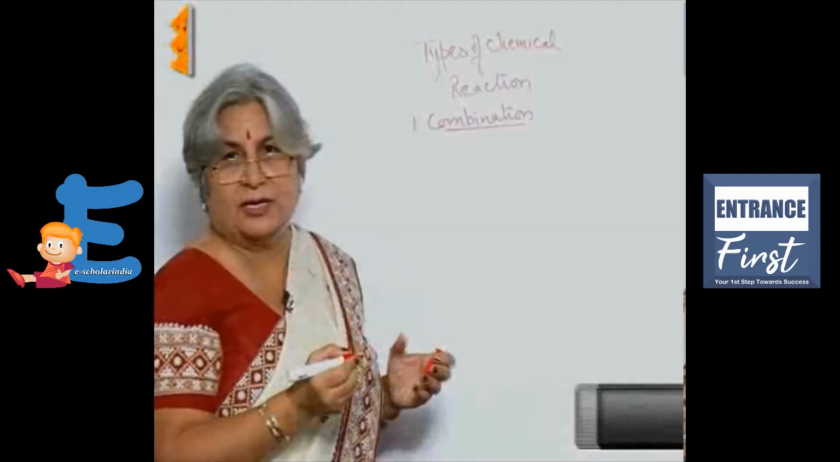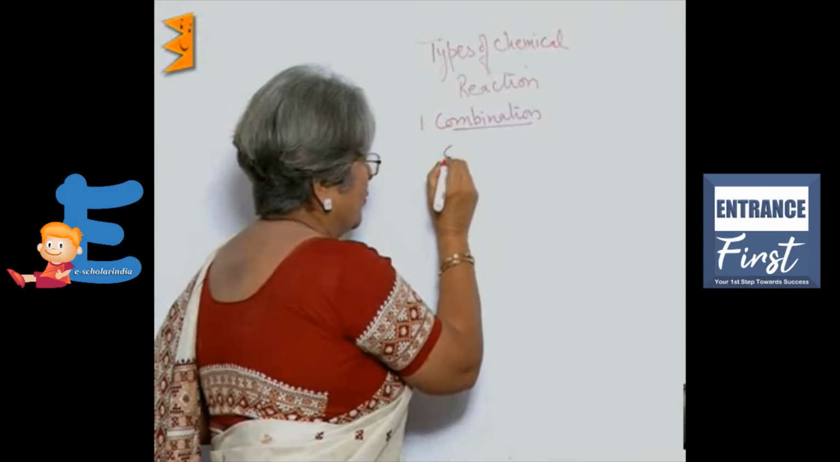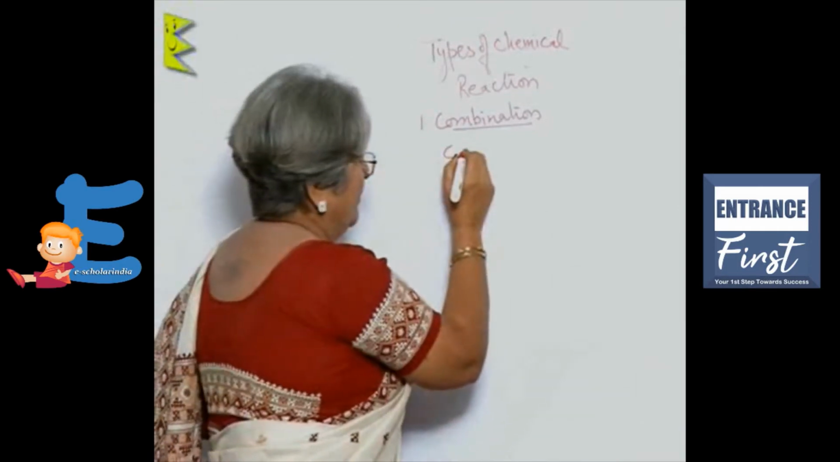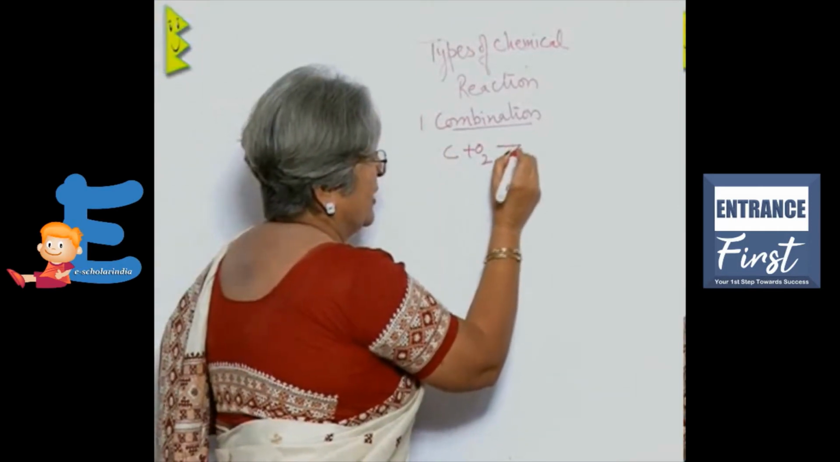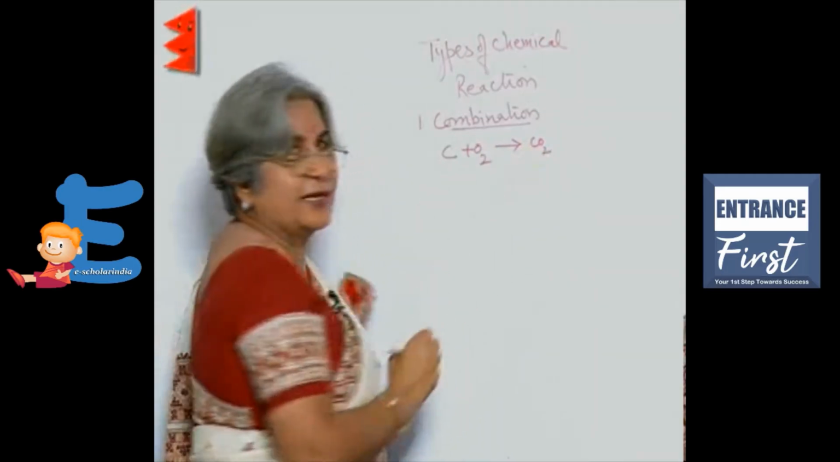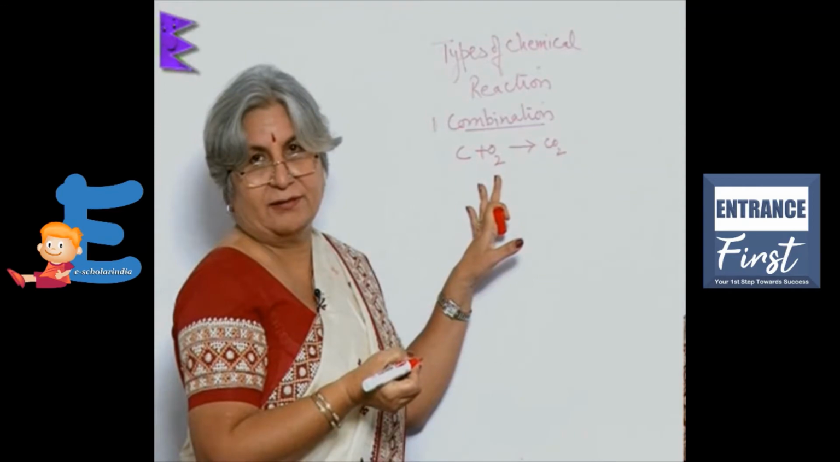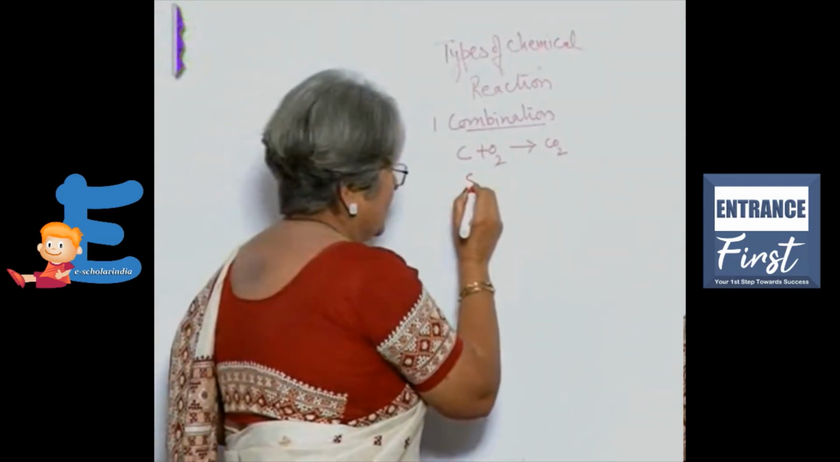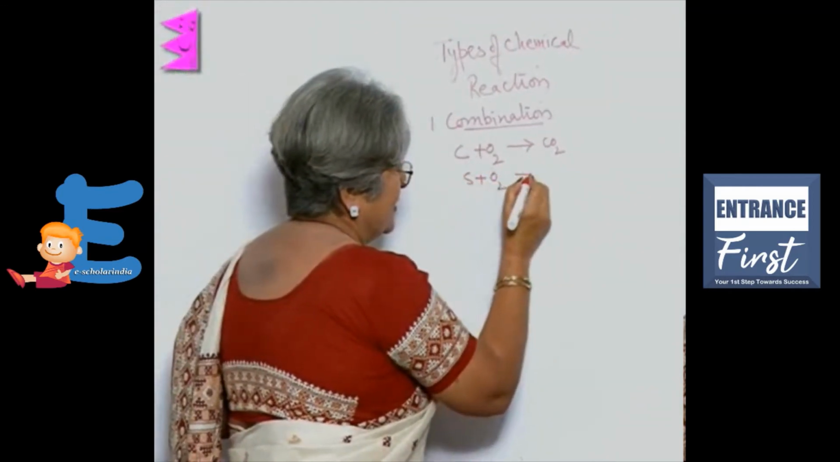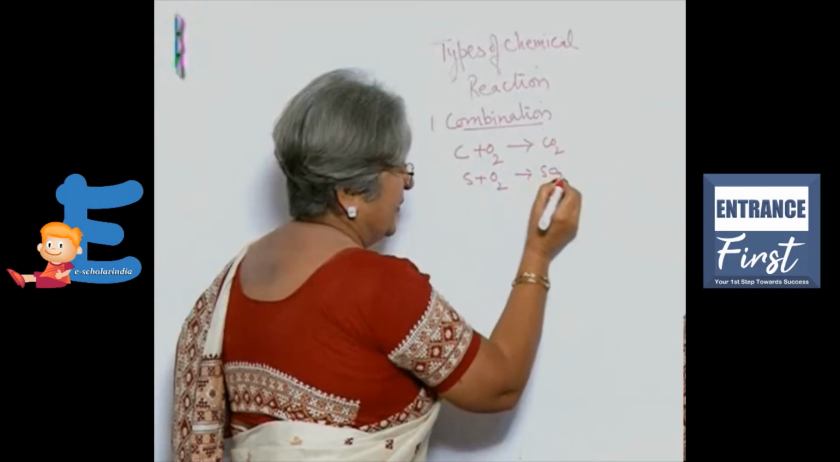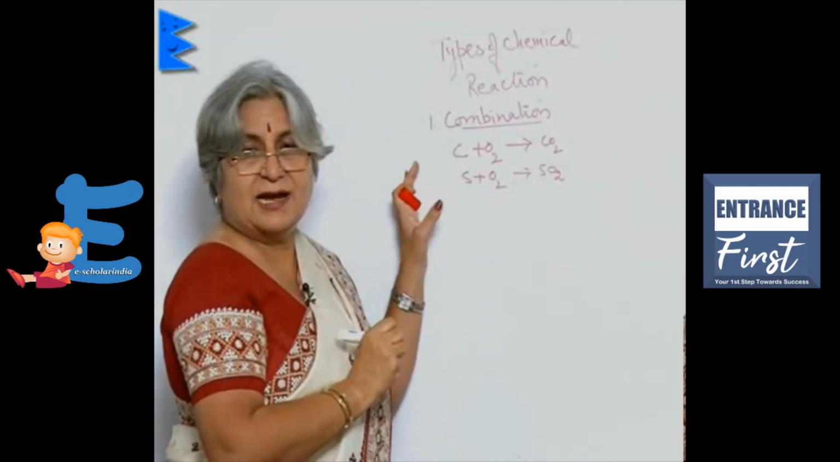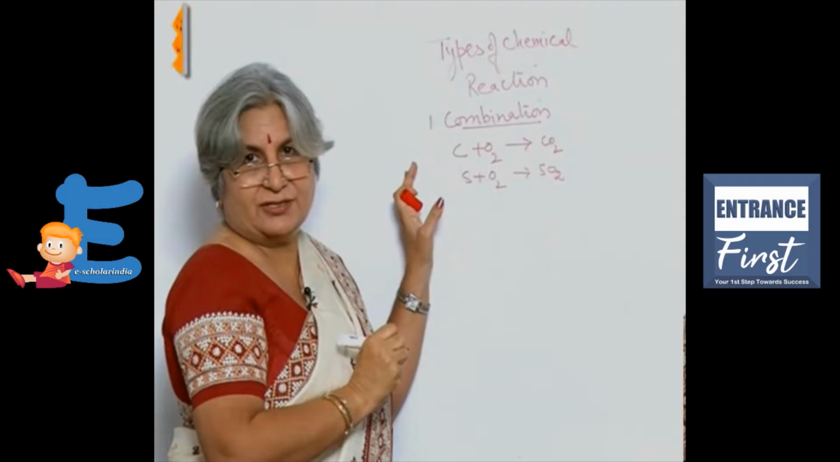Now you burn coal in air, what will happen? Coal is carbon, C plus O2. What do you get? CO2, carbon dioxide. So what has happened? The two have just joined together, right? Similarly, sulfur will give us sulfur dioxide. So these are simple combination reactions.